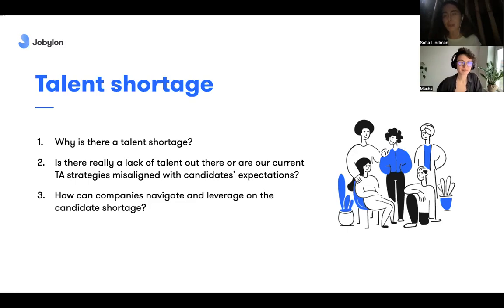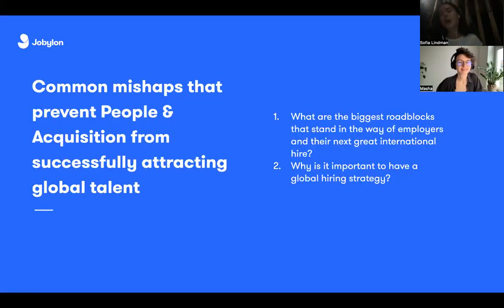So let's jump on to the next one. Okay, so we talked about the talent shortage and things that we need to think about when it comes to overcoming this, and also being more aware of our own biases and the way we look at our company culture and values, and being more open-minded in terms of what type of people we're bringing in. So what are the biggest roadblocks that you think stand in the way of employers and their next great global hire or international hire?